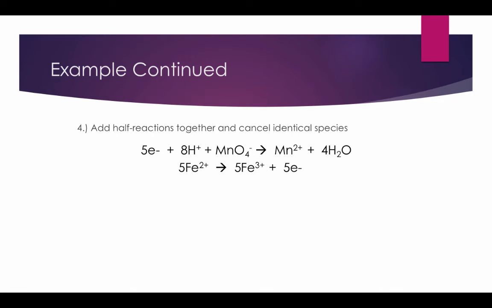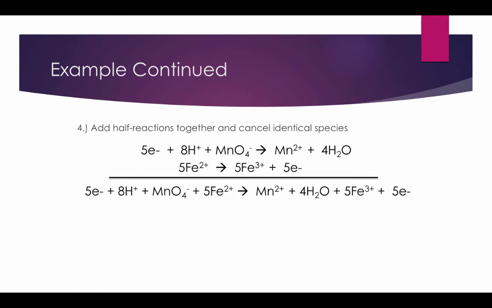Notice at this point it's easy to determine which is oxidation and which is reduction. Since electrons are being gained in the first half reaction, that's our reduction half reaction, and since they're being lost in the second half reaction, that's our oxidation half reaction. Adding them together, we get this monster here.